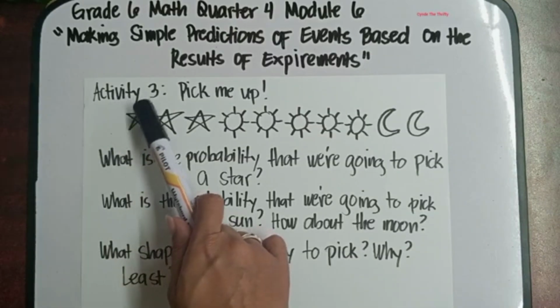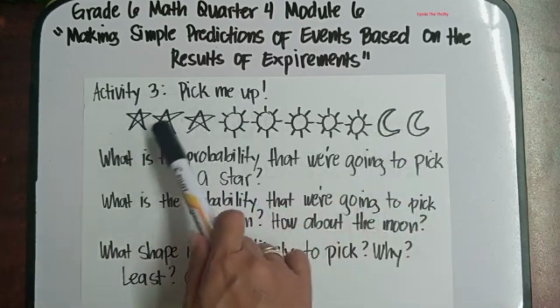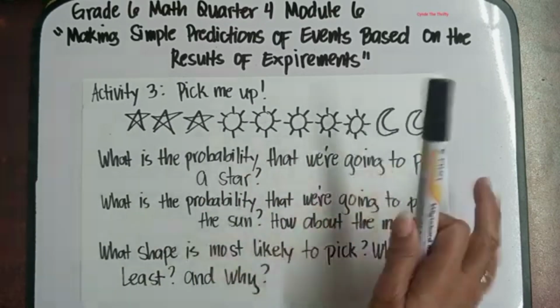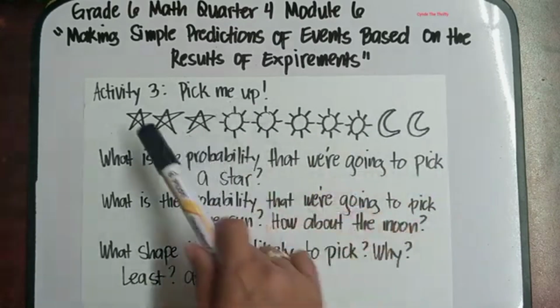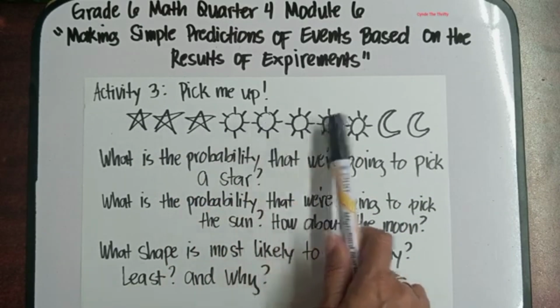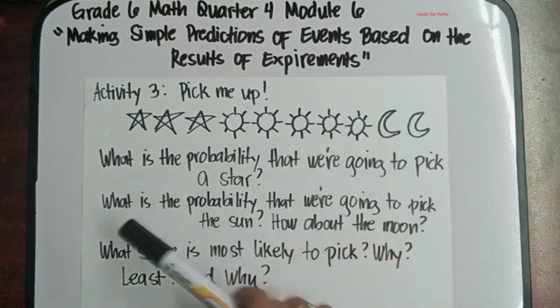Activity 3 naman tayo, pick me up. Meron tayo ditong picture sa taas. So, meron tayong stars, sun, and moon. Hayaan nyo na yung drawing ko, hindi ako marunong. So, ang stars natin is 3. Ang sun natin is 1, 2, 3, 4, 5. And then, ang ating moon is 2. Ngayon, meron tayong mga questions.